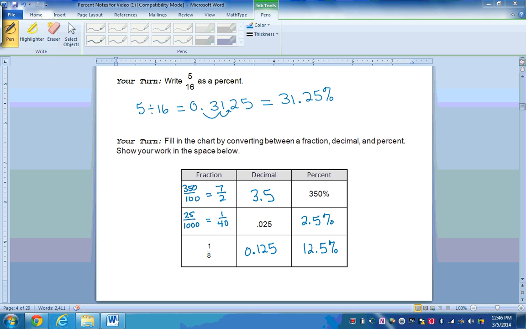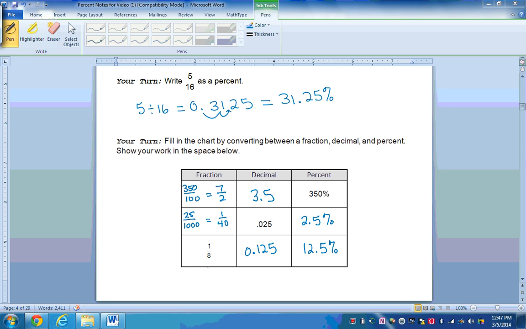All right, welcome back. We'll take a look at this. 350%, I just divide by 100 to end up with the 3.5 for the decimal. And for the fraction, I put 350 over 100. I divided them both by 50 to get 7/2. For the next row, I multiplied by 100 and moved the decimal over 2 spots and got 2.5% for my percent. And for my fraction, 0.025 is 25 thousandths, so I wrote 25 over 1,000, and then simplified that. I divided them both by 25 and got 1/40th.